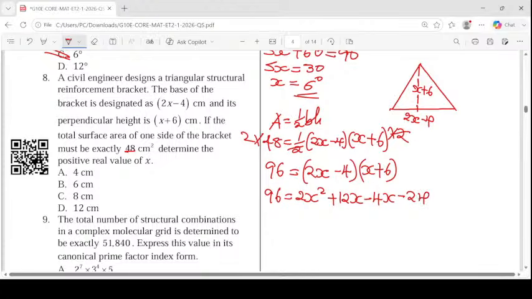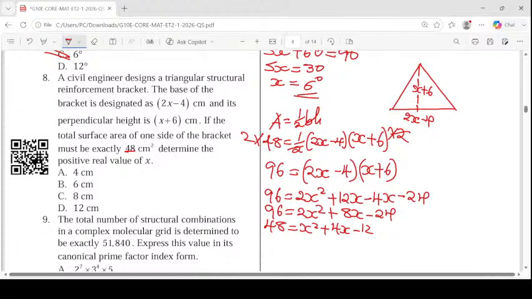Let me see if I've done it well. Yeah, this should be correct. So here we have 96 is equal to 2x squared plus 8x minus 24. This equation can be reduced by dividing through by 2. So this can be 48 is equal to x squared plus 4x minus 12.